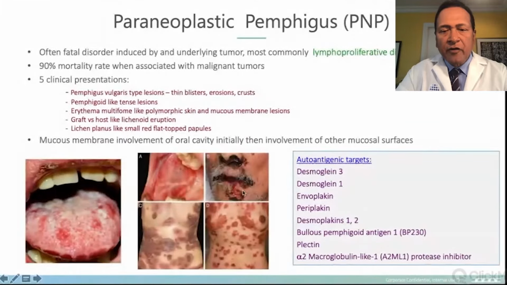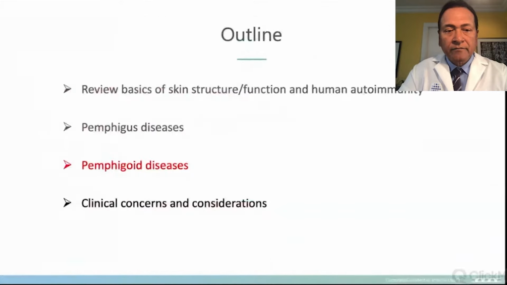surfaces. A number of autoantigenic targets have been identified: desmoglein 3, 1, envoplakin, periplakin, desmoplakin 1, 2, bullous pemphigoid antigens, BP230, which we'll be talking about in a minute, plectin, and A2ML1 protease inhibitors. So complex disease and etiology with a broad range of targets. So let's go on to the Pemphigoid group of diseases.